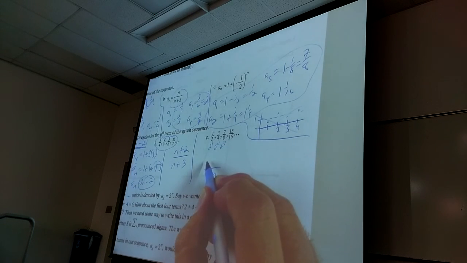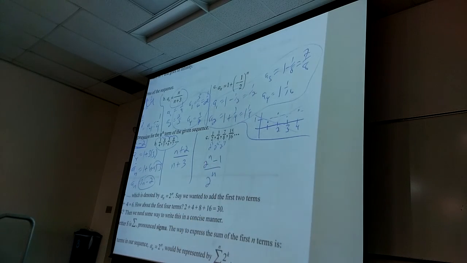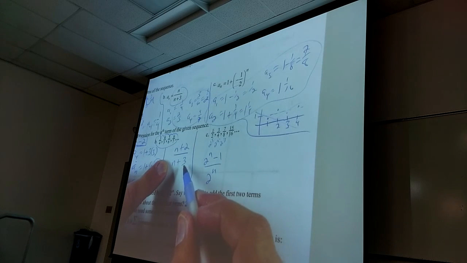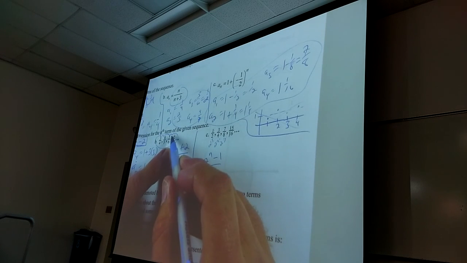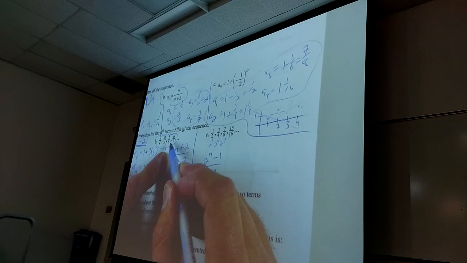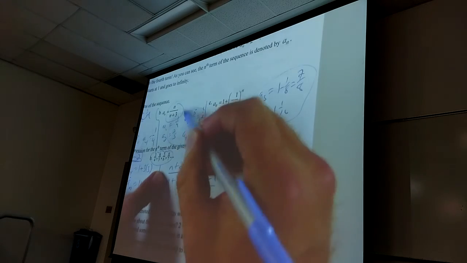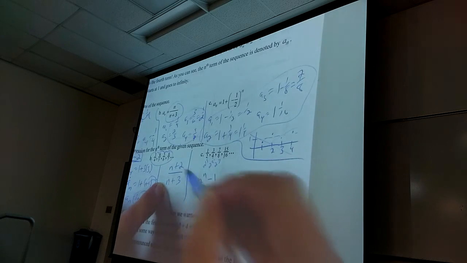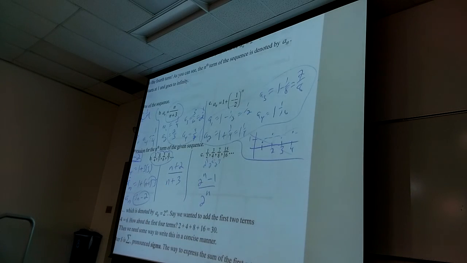So what's the top got to be, based on what we just observed? 2 to the n minus 1. Because the top is always 1 less than the bottom. To be honest, you could have done the same thing here. Look, isn't the top always 1 less than the bottom? So if you notice the bottom is the same, n plus 3, you subtract 1 from that, n plus 2. So that would have worked there too.